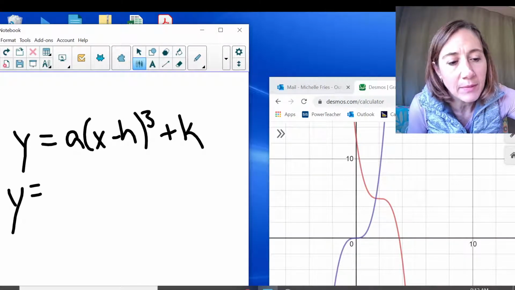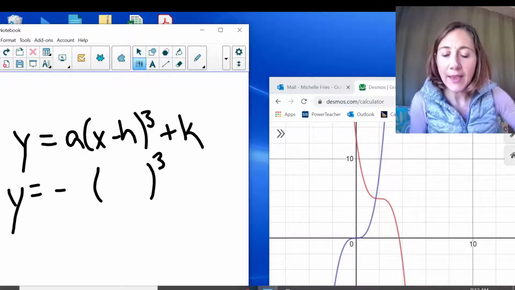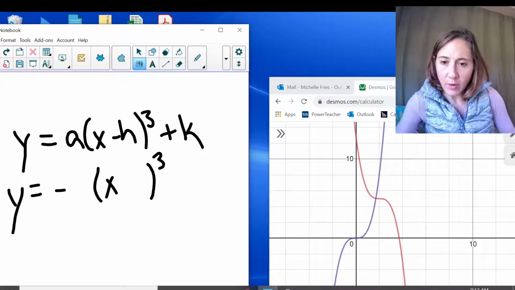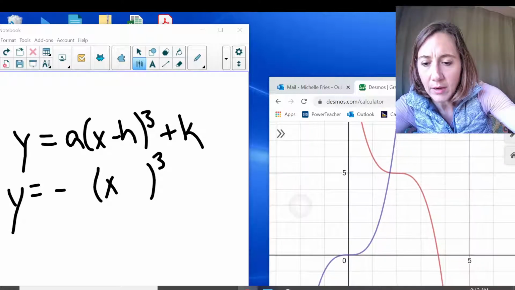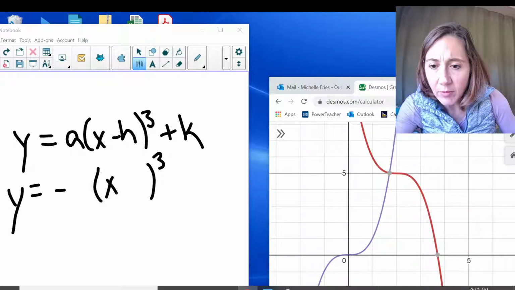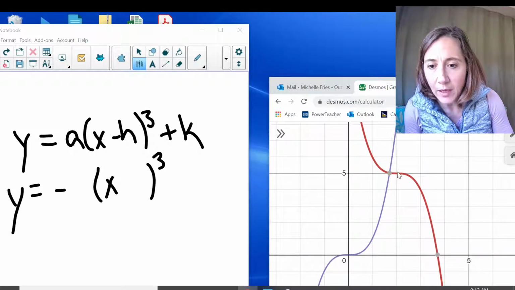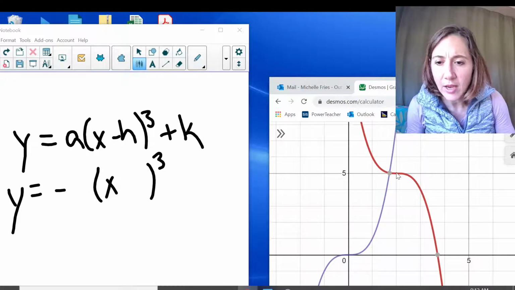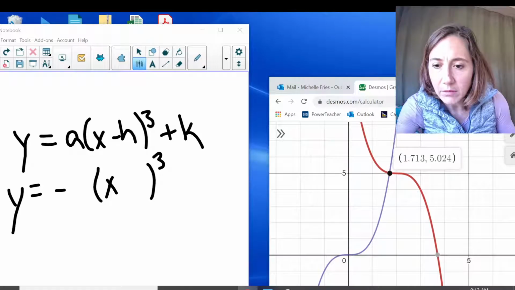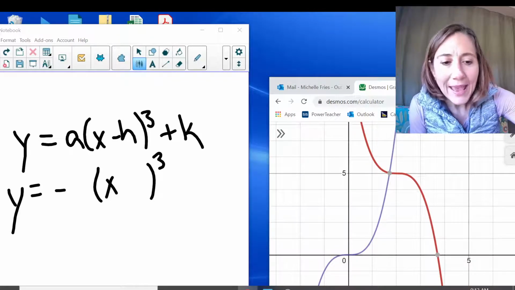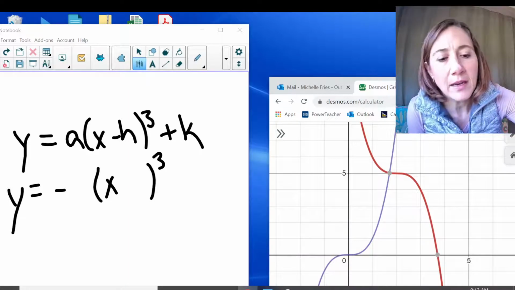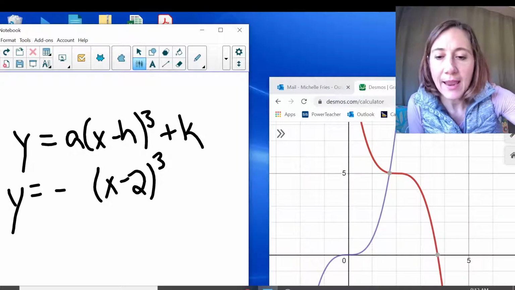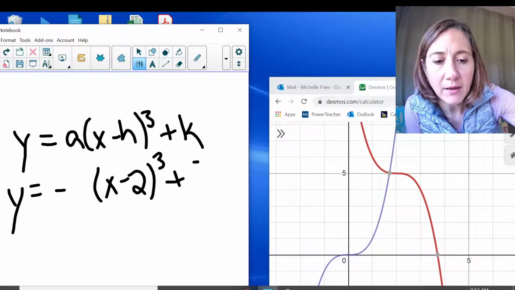All right, so looking at this, I know that this is going to have a negative A value. So I'm going to write y equals, I'm going to put my negative out there. So let's see how this has shifted. Okay, so let me stretch it a little bit so our grid is counting by ones. I think that'll help. So my inflection point on the red cubic function is right here. That's where it's turning. So it should be at (2, 5). So it's shifting 2 to the right, which means I need an x minus 2. And the k value is up 5, so plus 5.